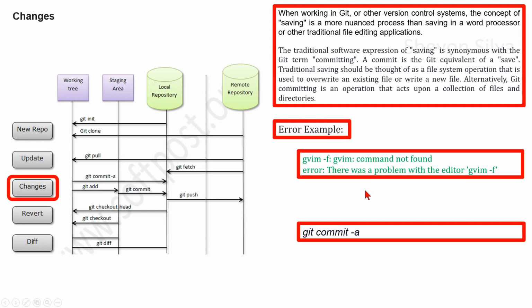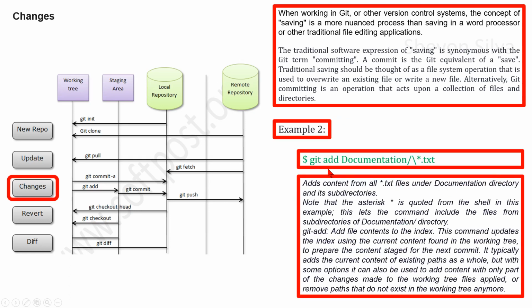As an error example, we can consider this: gvim -f, gvim command not found. Error: there was a problem with the editor gvim -f. This error occurred when git commit -a is executed.